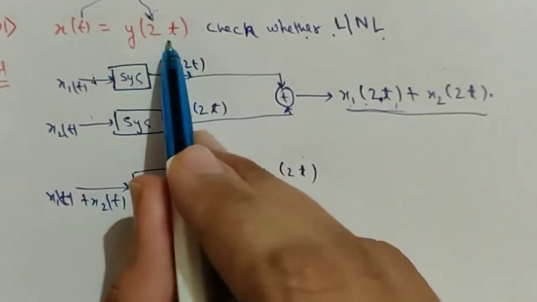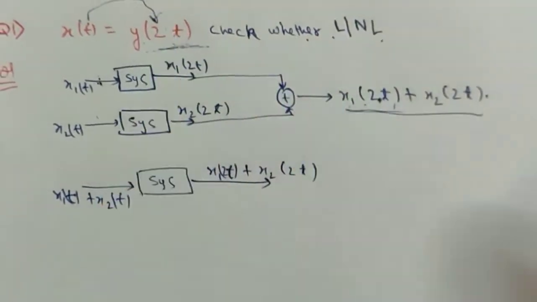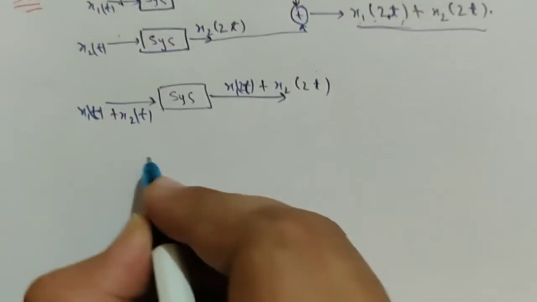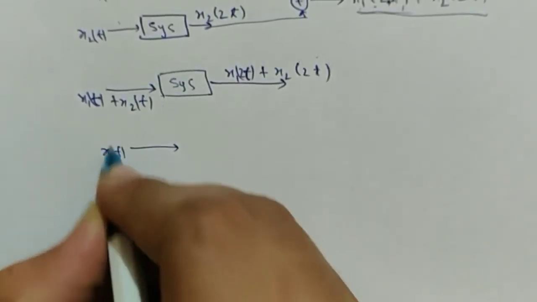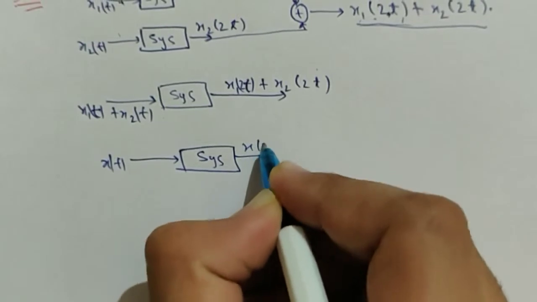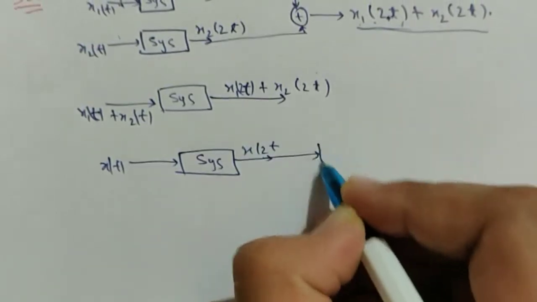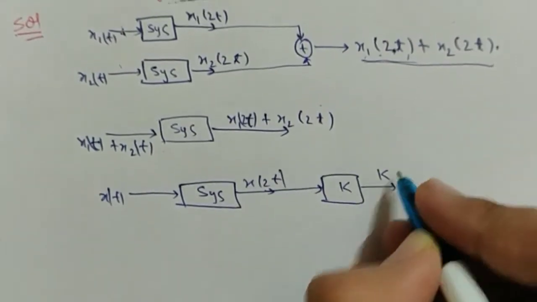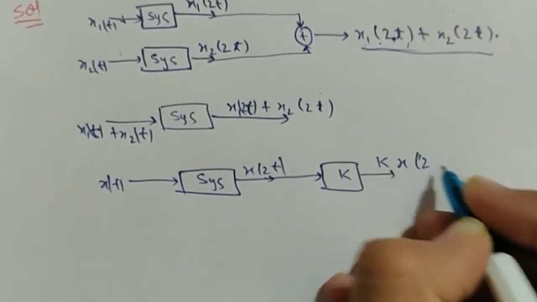So the given system follows the law of additivity. Now we have to check the law of homogeneity. Let's suppose this is our x(t). I put it in the system, I get x(2t). Now I multiply a constant k, and the output which I will get is k x(2t).